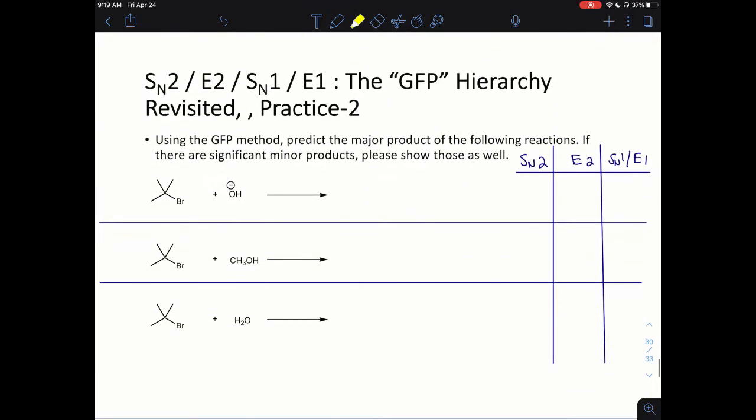So let's now take a look at another set of alkyl halides, and I would really like for you to try this on your own before you listen to me go through the answers, which I am about to do.